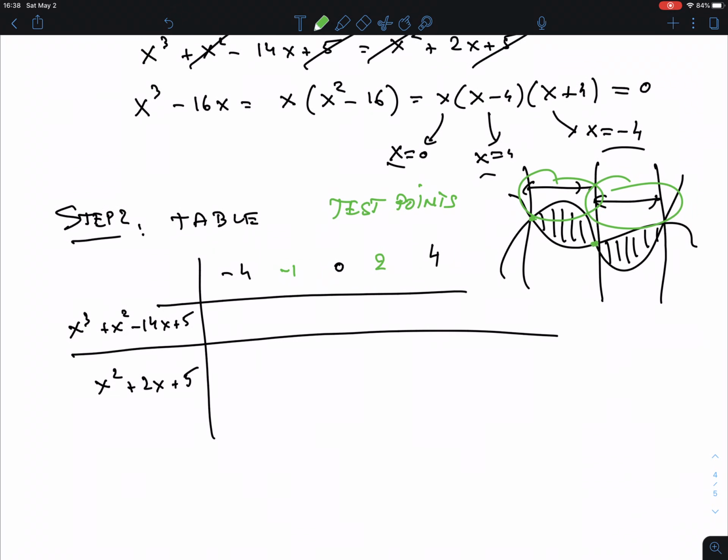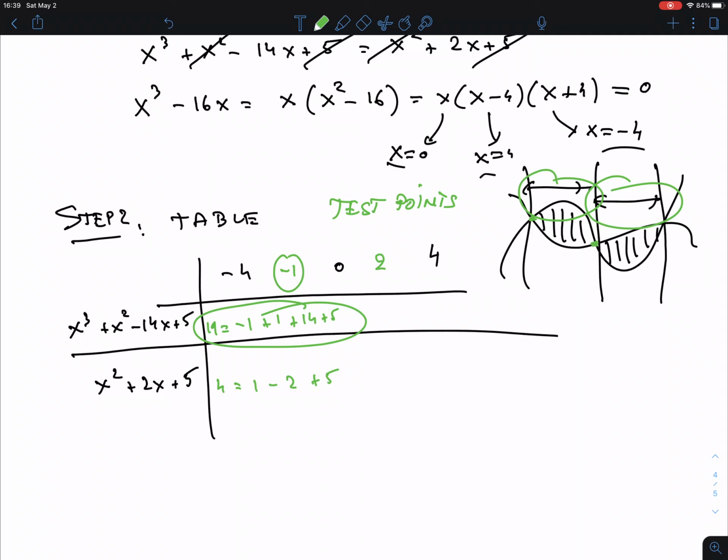Okay, let's plug in -1 in the first one. So we get -1 plus 1 plus 14 plus 5, right? And if I plug in -1 here, I get 1 minus 2 plus 5. Let's see, that is 19, 20, that is 19. And this one is 6, 4. So clearly this one is the top.